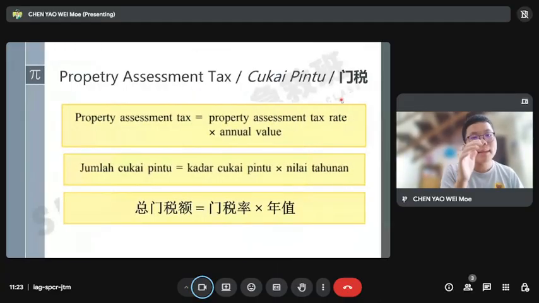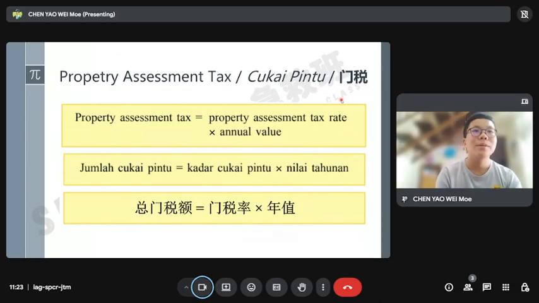Next, property assessment tax is easier. Property assessment tax, quit rent, and also sales tax and service tax are the easiest because there are only two things. All the amounts are given, but you calculate for property assessment tax.